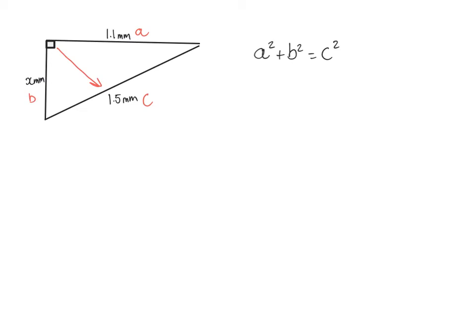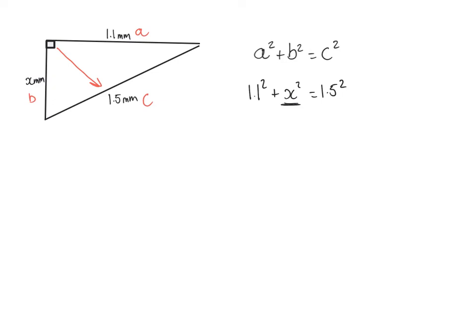Now let's substitute those values into our formula and see if we can find the missing side length. So we know A, that's 1.1. We don't know B, so let's call it X for now. And we know C, that's 1.5. So this particular example here, our unknown side length is on the other side of the equal sign. So we'll take one extra step, but we'll be fine.